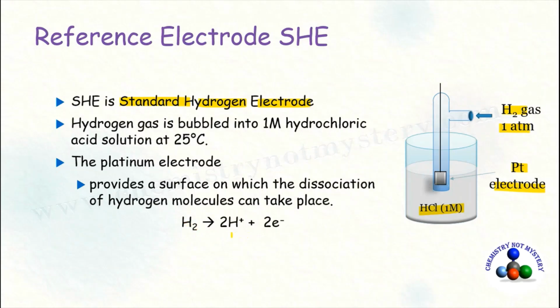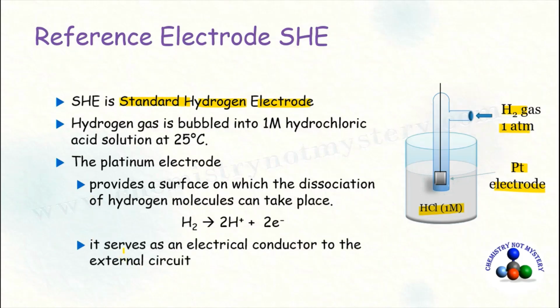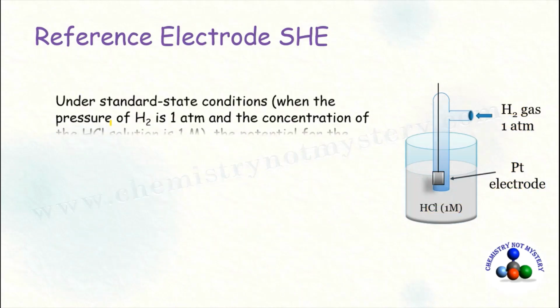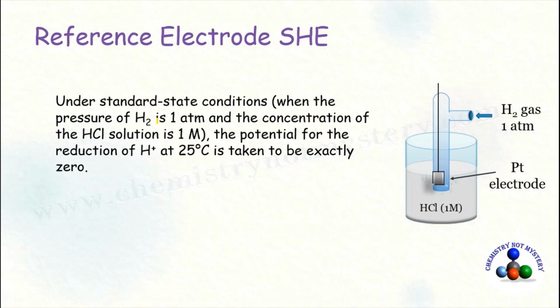So H2 gas dissociates into 2H plus ion and gives 2 electrons. The platinum electrode also serves as an electrical conductor to the external circuit. Under standard conditions, when the pressure of H2 is 1 atmosphere and the concentration of HCl solution is 1 molar, the potential for the reduction of H plus ion at 25 degrees centigrade is taken as exactly 0. When you write the reduction reaction for H plus ion, you will get 2H plus ion plus 2 electrons gives H2.